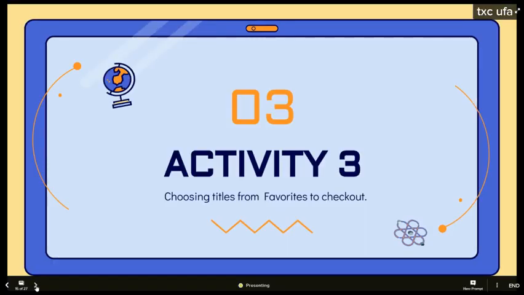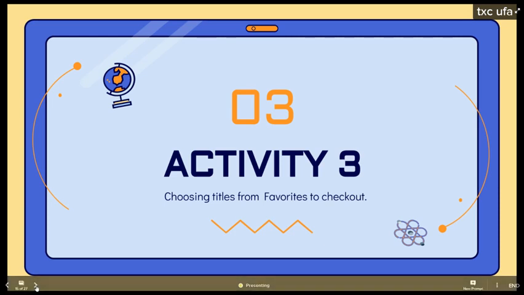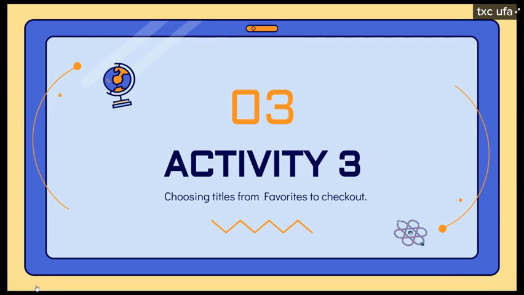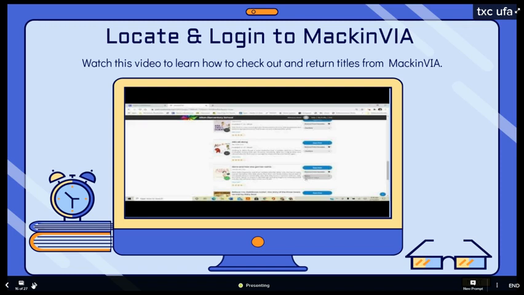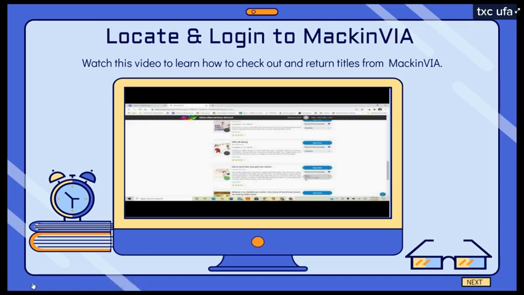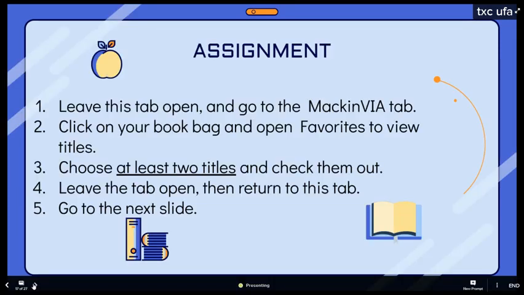You're almost done. Activity 3, let's check out those books that you found in your favorites. In this video, I demonstrate how to check in, return, and renew materials. Listen carefully for the loan period and renewal policy information. I also showed the basic functions of Mackenvia Reader, so you can project the book and use it for a whole class read aloud. This was the number 1 way most teachers in the school are using ebooks based on your needs assessment feedback. So it's time to check out.